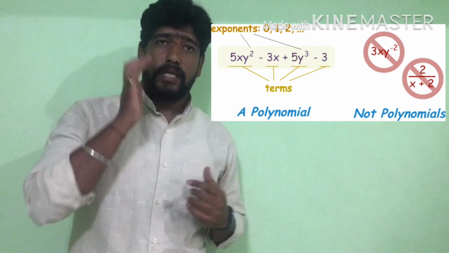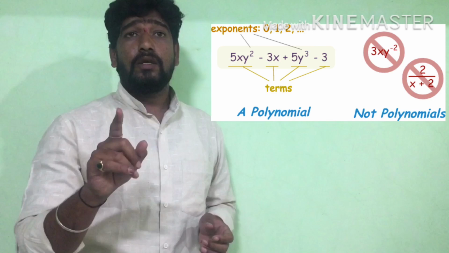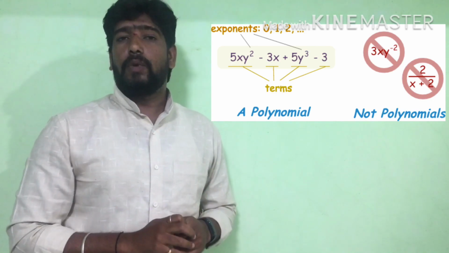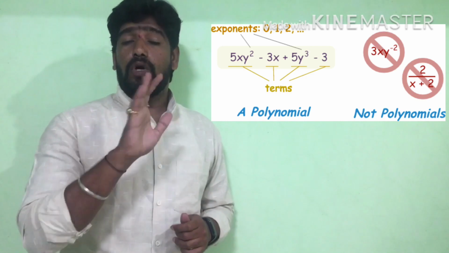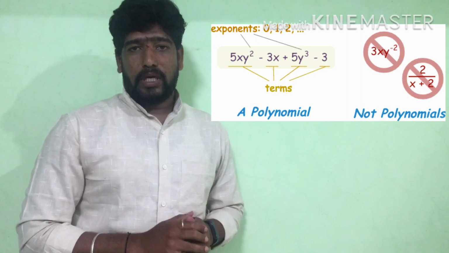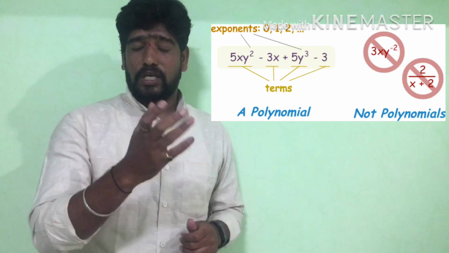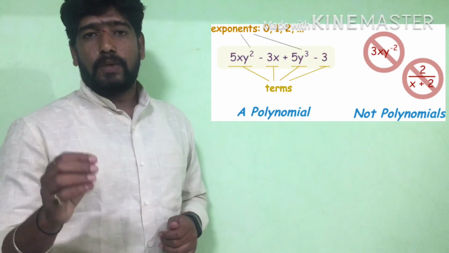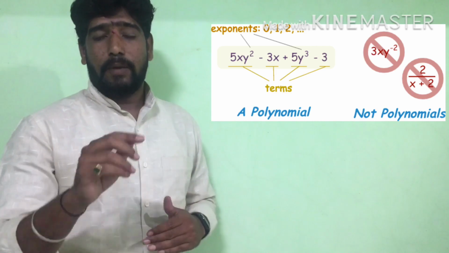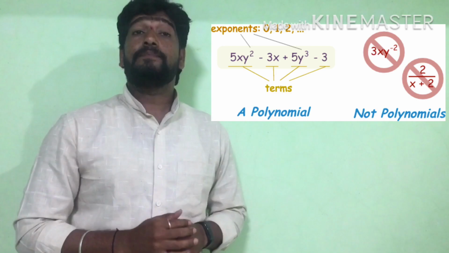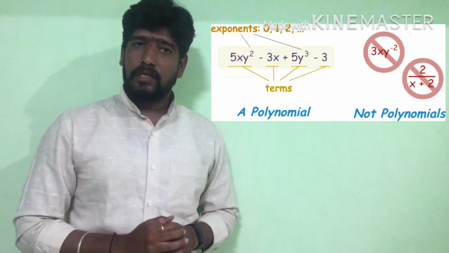Take another example: 3xy raised to minus 2. It is not a polynomial because the power is not a whole number, not a non-negative integral power. Another one, 2 by x plus 2. x comes in the denominator, so it becomes x raised to minus 1. Minus 1 is not a whole number, so that is also not a polynomial. Is it clear?